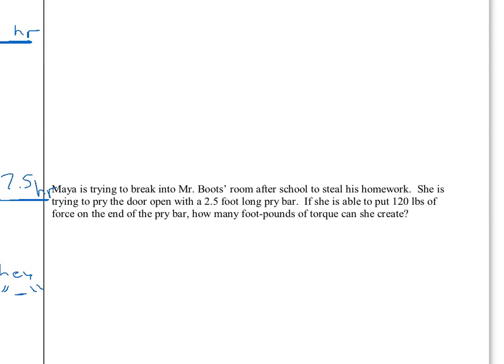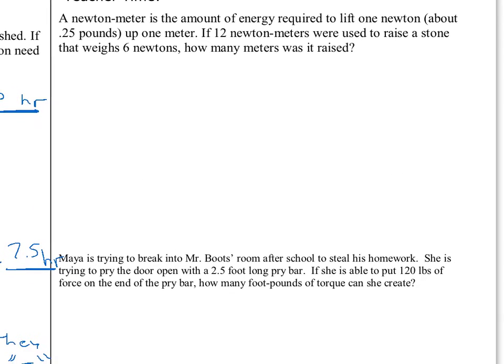So we've got that. We're going to flip on over and look at our last 2 examples for today. It says a Newton meter. That looks like some given information. This looks like a product measure. A Newton meter is the amount of energy required to lift 1 Newton up 1 meter. That looks like important information, but I may not actually need to know that. It says if 12 Newton meters were used to raise a stone that weighs 6 newtons, how many meters was it raised? So I'm going to start here with my answer.